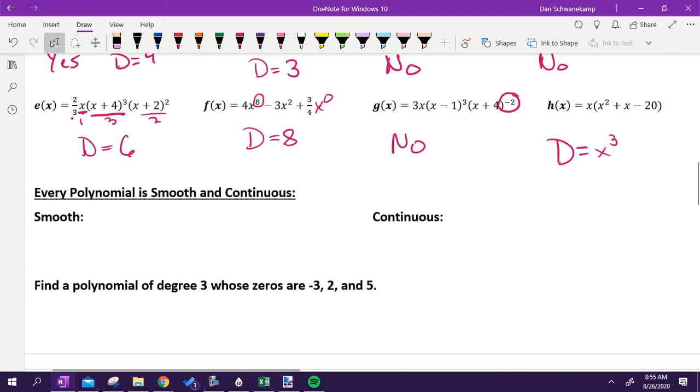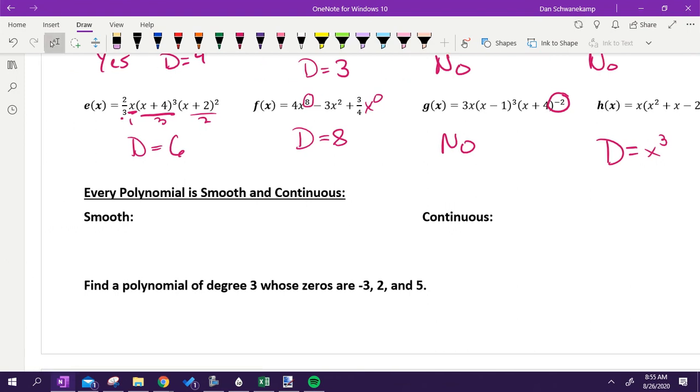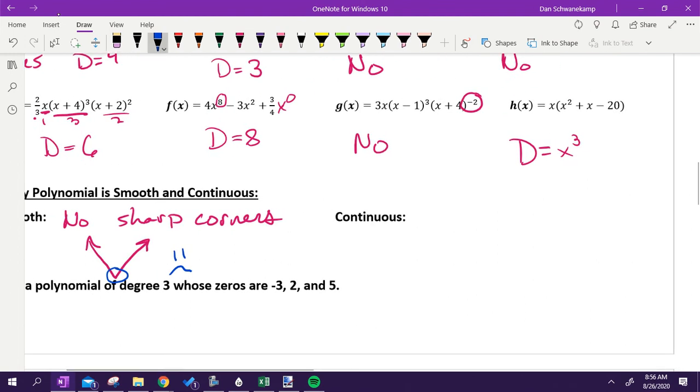Every polynomial is a smooth and continuous line. Okay? Being smooth is exactly what you think. Not sharp corners. What is a function that you know that has a sharp corner that is not smooth? Absolute value. Okay? An absolute value is not a polynomial. It's got a sharp corner right there. So polynomials do not have sharp corners.